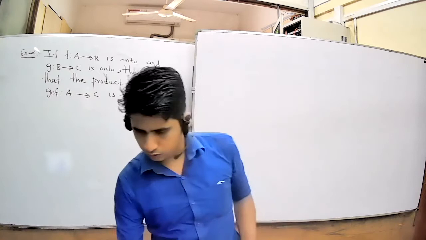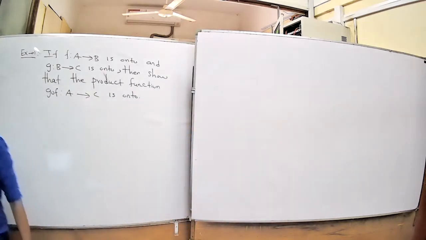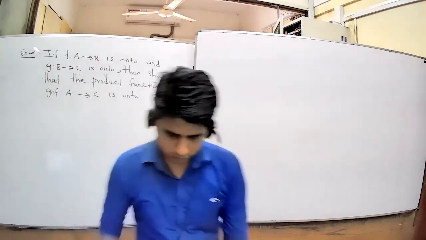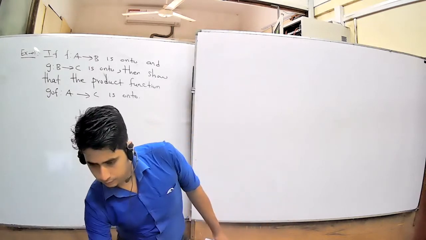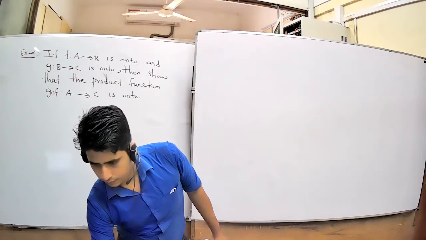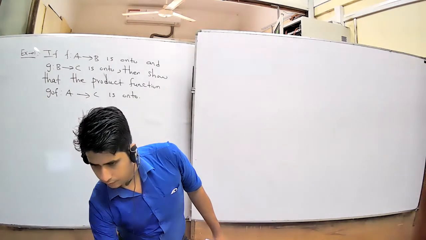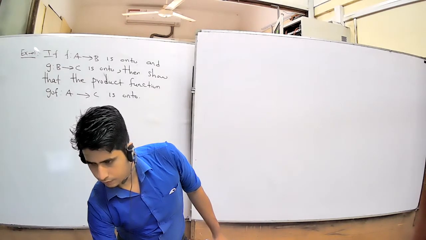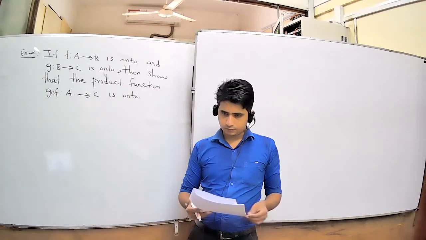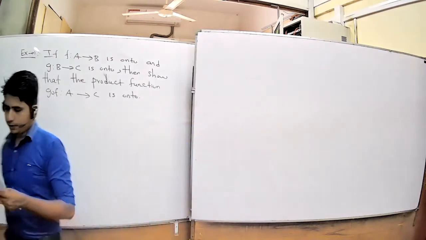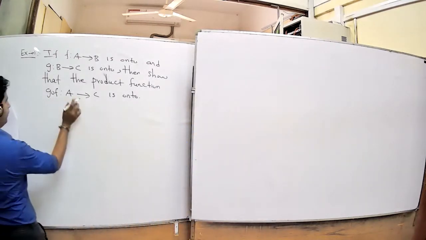Right? g composition f from A to C is onto. Now we will prove this part. Your claim is g composition f is onto.